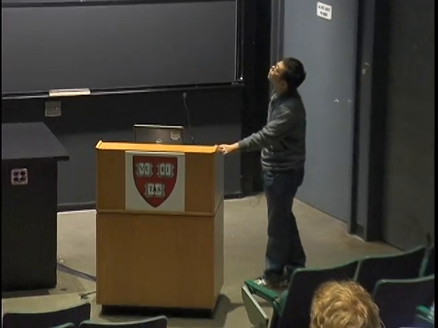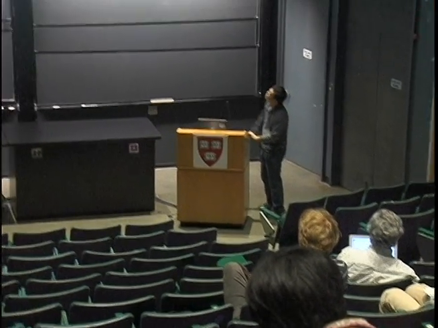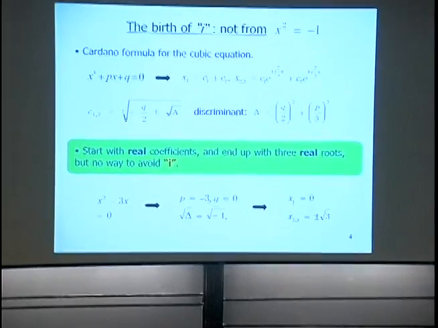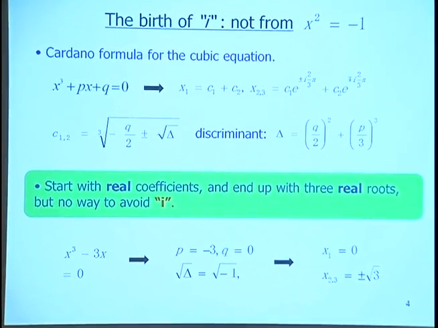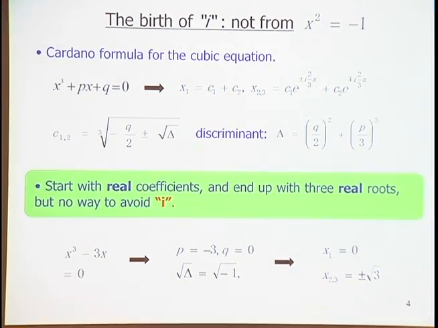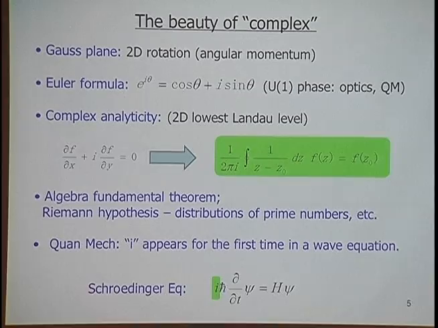There's the famous Cardano formula. It turns out that suppose we start with a very simple cubic equation where all the coefficients are real, and we also know it has 3 real roots. But if you plug in these coefficients, we need to take the square root of the discriminant, which is negative. So we start from real coefficients and end up with real roots, but in the middle, we have no way to avoid the complex number. This fact made people accept the complex number.